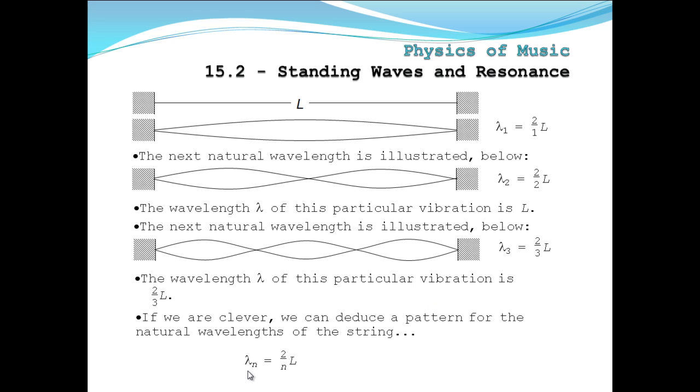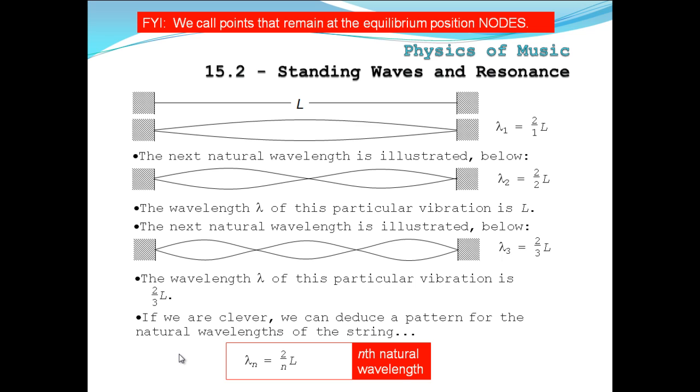So we can just use this little subscript n, and this n will stand for whichever natural frequency we're looking for. So if we want to find the fifth wavelength, we just do 2 divided by 5 times L, and that gives us our lambda. So this formula gives us the nth natural wavelength. We can find any natural wavelength using this formula. You can find the millionth wavelength, which will be pretty small.